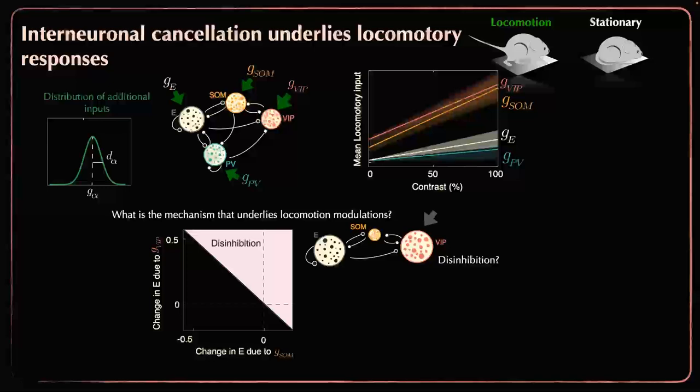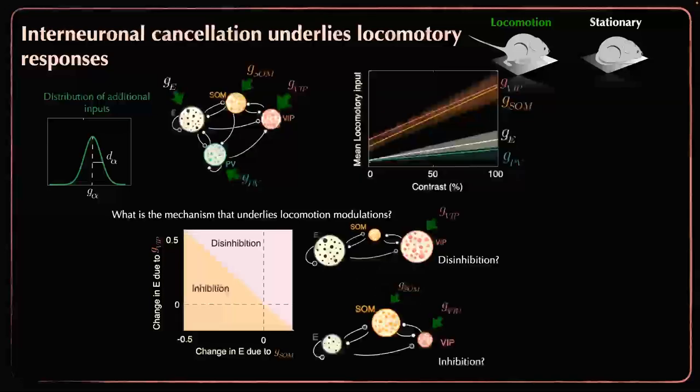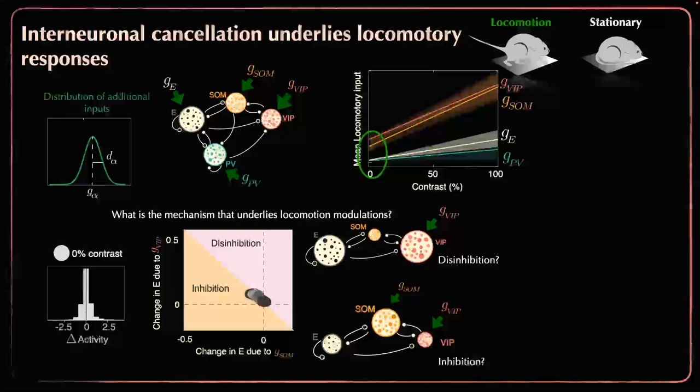I am going to show you that for each model there will be a point. Points here would mean that those models have disinhibition as a mechanism to mediate locomotion. If the points are here, it would be that somatostatin won this competition, and therefore it is directly inhibiting excitatory cells, and there is no competition at all. And in the absence of visual stimulation, in the dark, we know that the pyramidal cell activity doesn't change at all. So we expect that there is cancellation of the effect of somatostatin and VIP on excitation. Nothing is happening, as we knew.